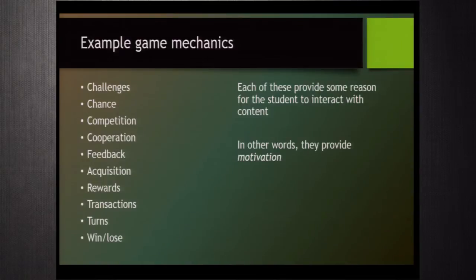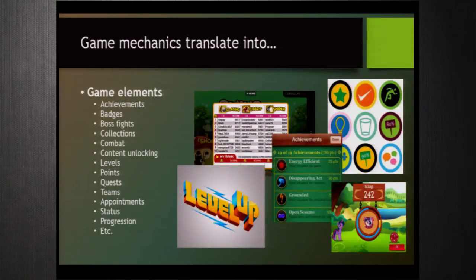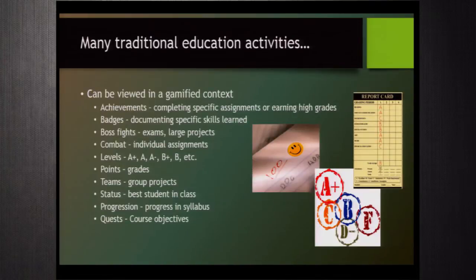Okay. So the mechanics translate into elements in the game: achievements, badges, boss fights, collections, combat, content unlocking, levels, points, quests, teams, appointments, status, progression, etc. Just go play any very, very successful iPhone game, and you're going to find that entire list. They very meticulously create these games from these almost formulas, right? What's crazy is we in education have been doing these things for a long time.